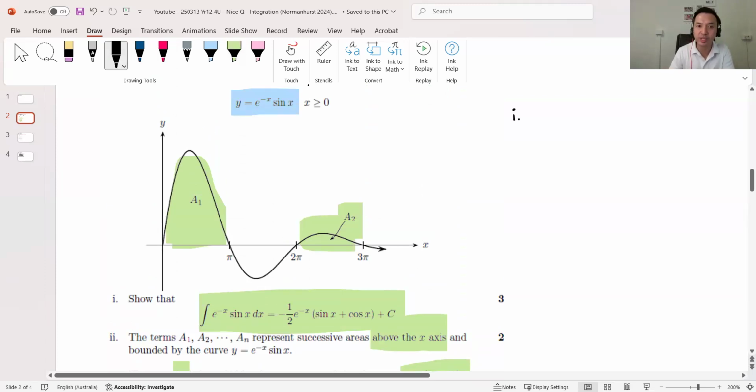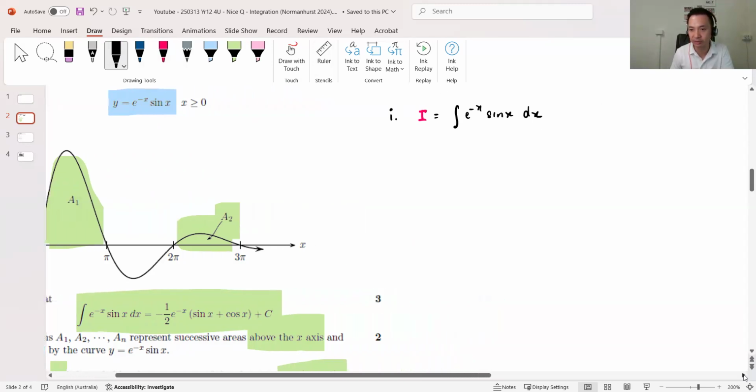Part one. Now, we know it's recursive. For those that know exponential multiplied by trig, that's an infinite looping by parts if you keep going. So we need to cut it off, right? So we need to let I in this case equal the integral of e minus x sine x, right? And we have to go by parts twice, right? For those that know how to do this.